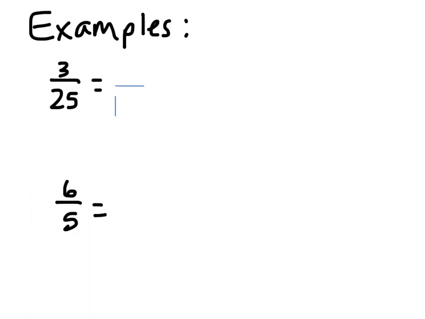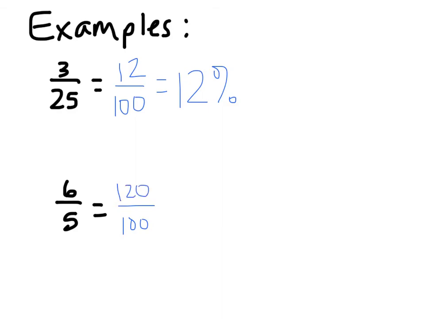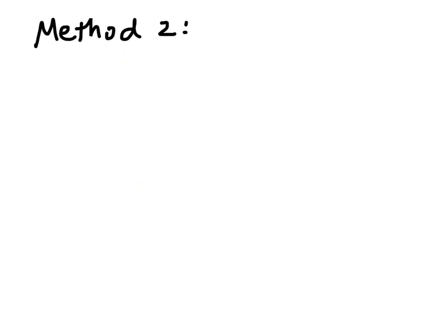3 over 25. So if we do times 4, and 3 times 4 is 12. If we put it over 100, it is 12%. I can do that even if it's an improper fraction. So 5 times 20 is 100. 6 times 20 is 120. So that equals 120%. Now, we have to have another method because it doesn't always work out quite so easily.